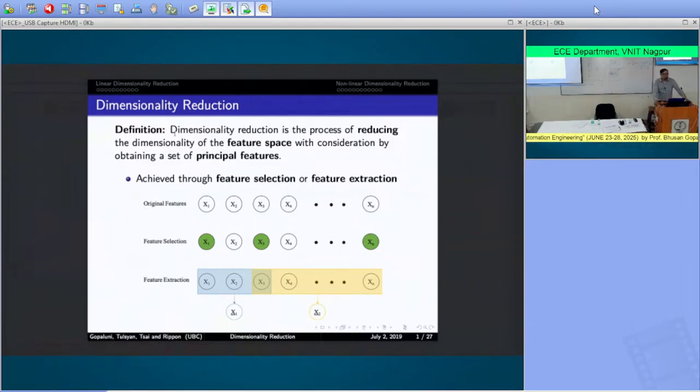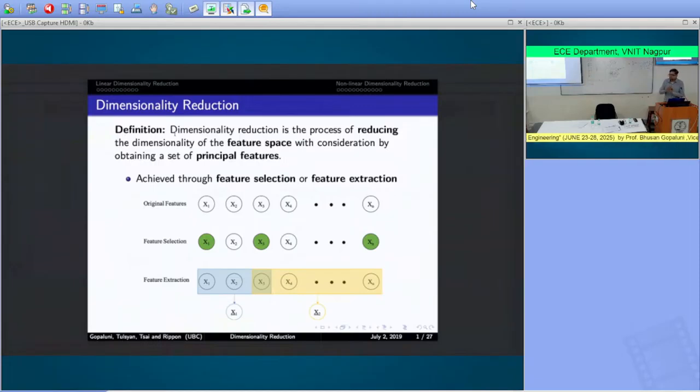dimensionality reduction is used. Dimensionality reduction is also used in modeling. Instead of building a model with all your 10 variables, you can build with just 2 or 3 variables. It's a lot more efficient. Your model is going to be parsimonious. Okay. So what is dimensionality reduction? It's the process of reducing the dimensionality of your feature space with consideration by obtaining a set of principal features.